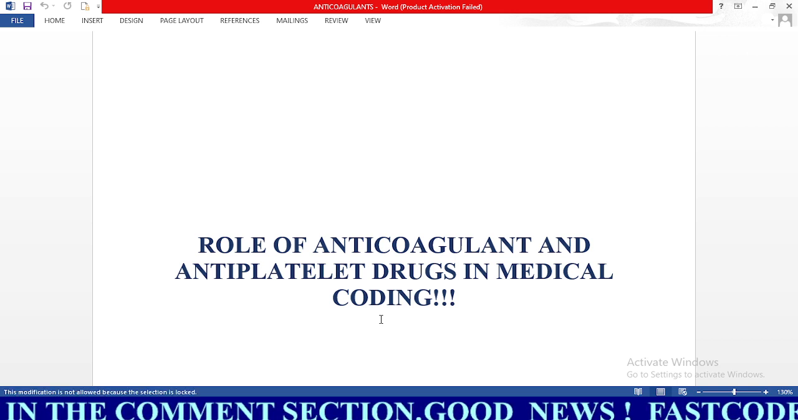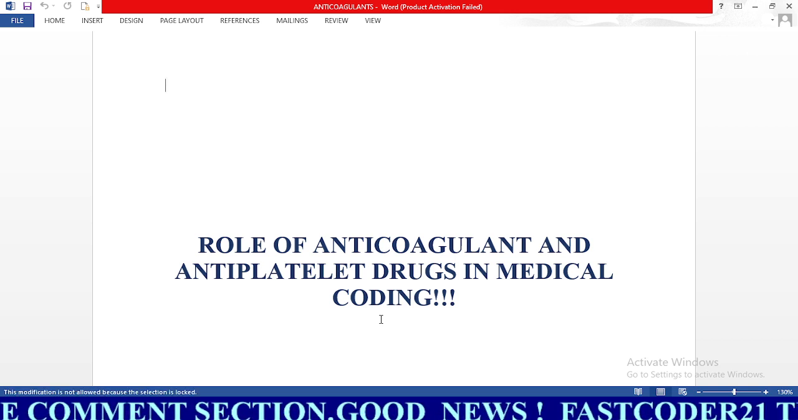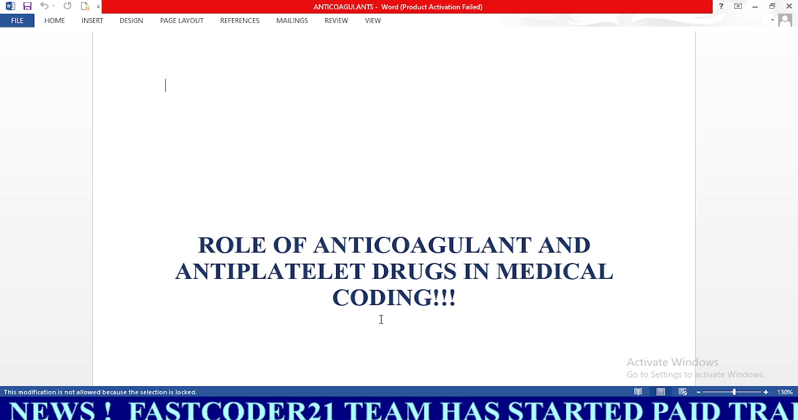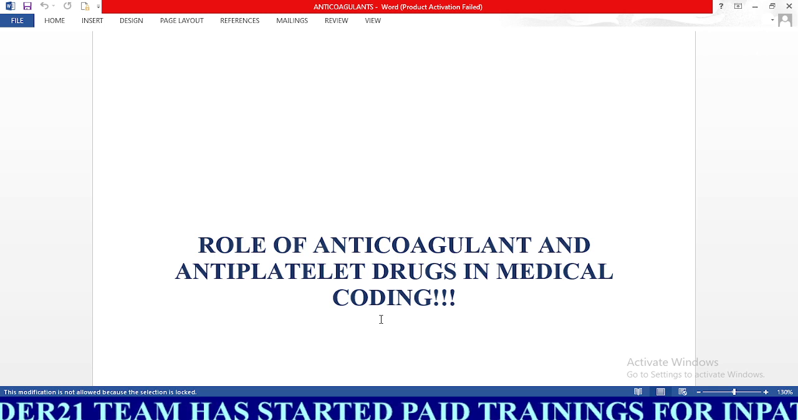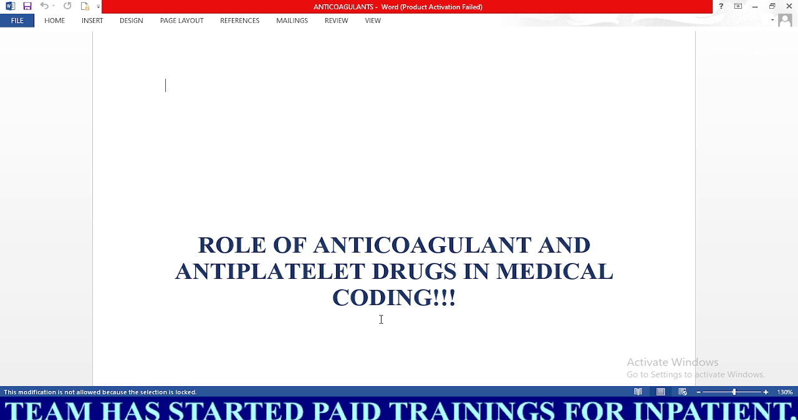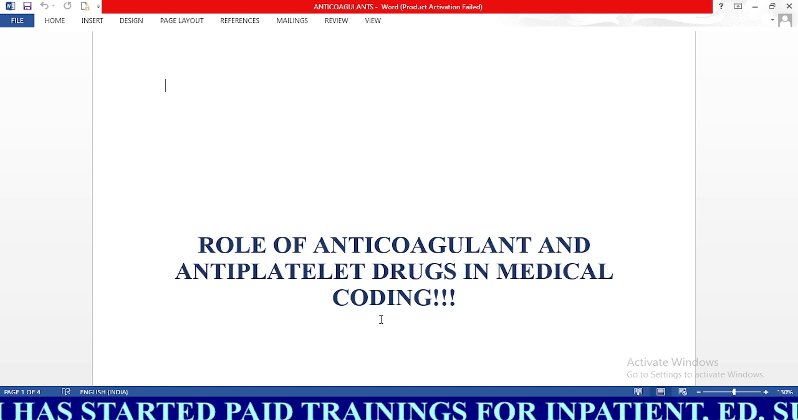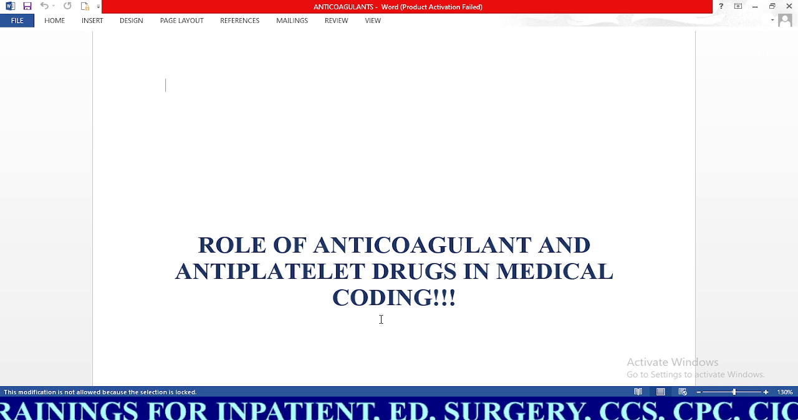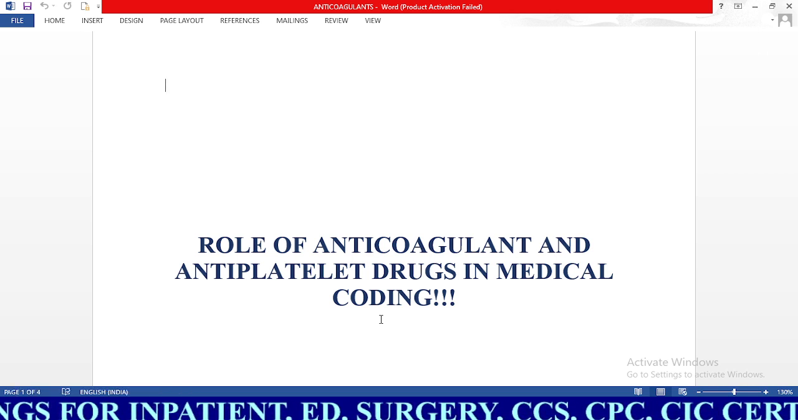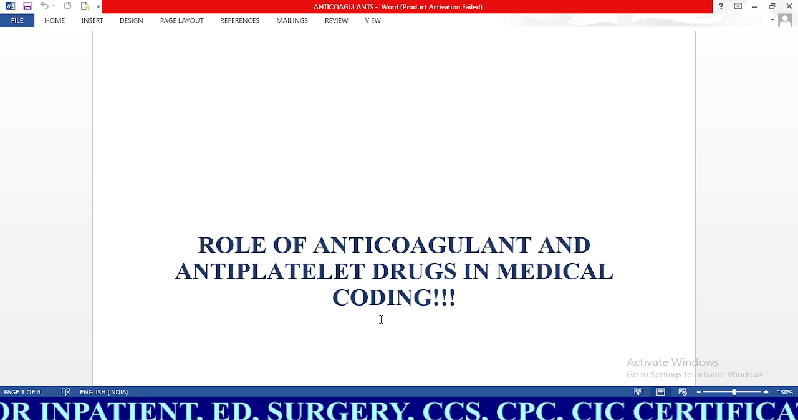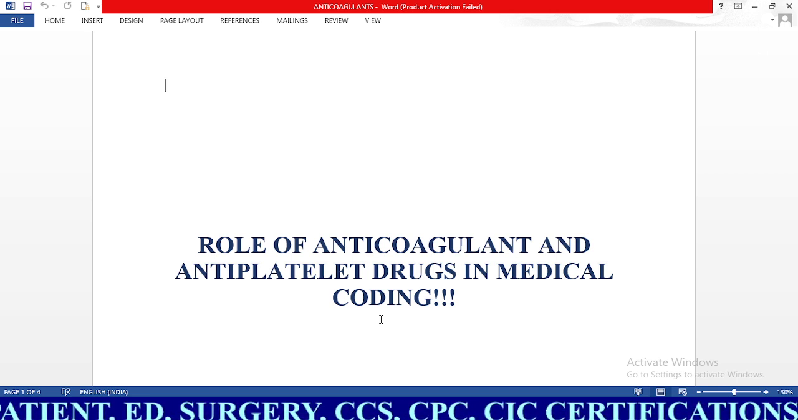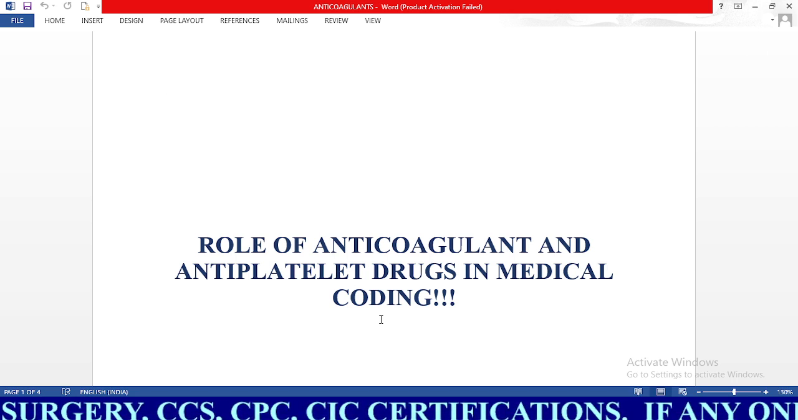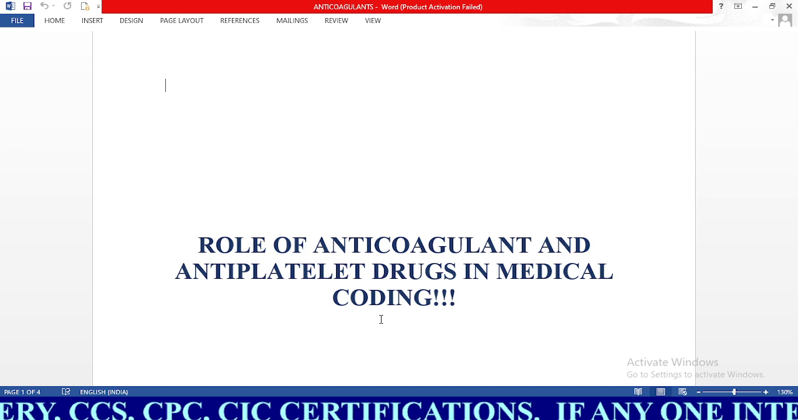Today we are going to learn the role of anticoagulant and antiplatelet drugs in medical coding. As all of us know, while coding any chart, most of the time we will use long-term use of anticoagulant and antiplatelet drugs. In this session, we are going to learn what anticoagulants are and what the common anticoagulants are, and also what antiplatelet drugs are and what the most common antiplatelet drugs are that we will see in our documentation.